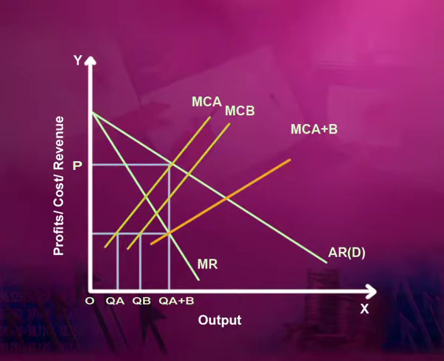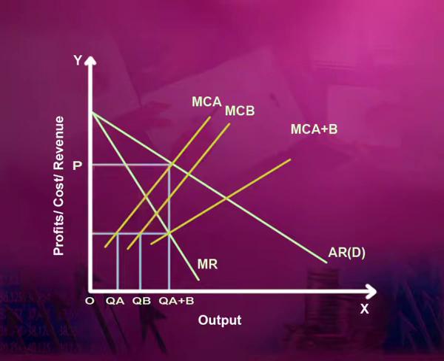Meaning that if MCA is greater than MCB, then output is reduced in plant A and increased in plant B. While if MCA is less than MCB, the output will be transferred from plant B to plant A, and this process will continue until MCA equals MCB. The combined marginal cost curve of plants A and B can be found by horizontal summation of MCA and MCB.